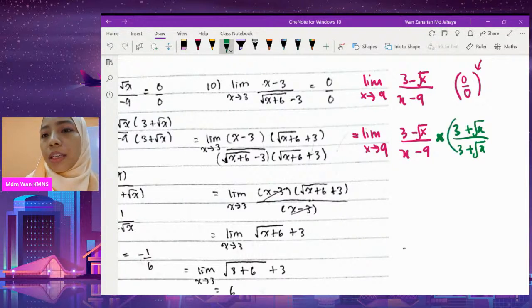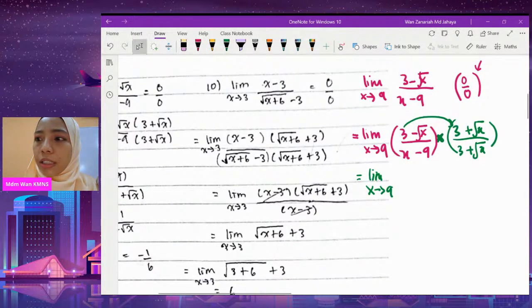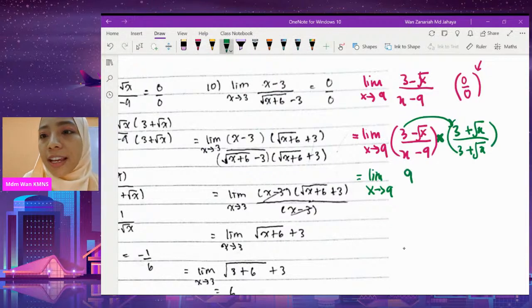Okay, so now we expand 3 times 3. Limit x approaching 9. Alright. So 3 times 3 will give us 9, and then plus 3 surd x, cancel with 3 surd x, and then minus surd x with surd x will give you x. Surd a times surd a will give you a.